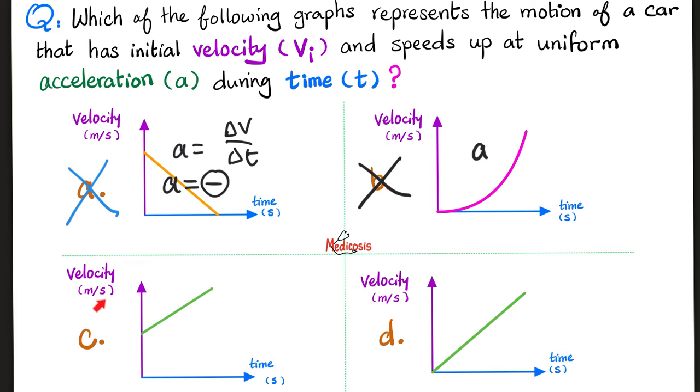Let's try C. Okay, velocity here, time is there. What's the slope of this line? Delta V over delta T, which is acceleration. Is this acceleration a positive number? Yes, it's going up. Is it uniform? Yes, it is uniform. Okay, so how about this?